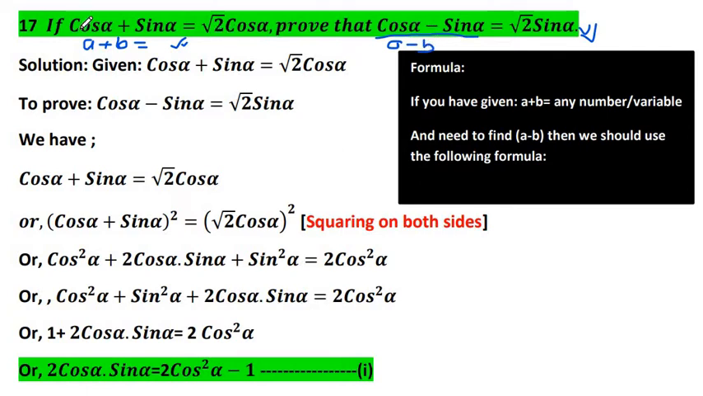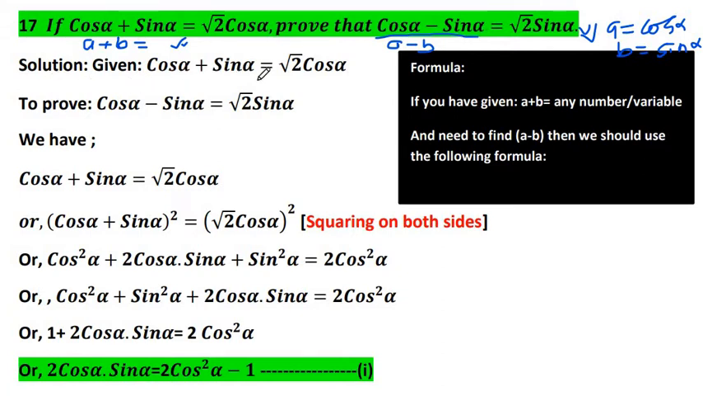If we compare the first expression cos alpha plus sin alpha to a plus b, then in the proof we have to show a minus b equals something which is given on the right hand side. We have to prove it. But only one thing you have to understand here: in the place of a you have cos alpha, and in the place of b you have sin alpha. Okay, so let's begin the solution.